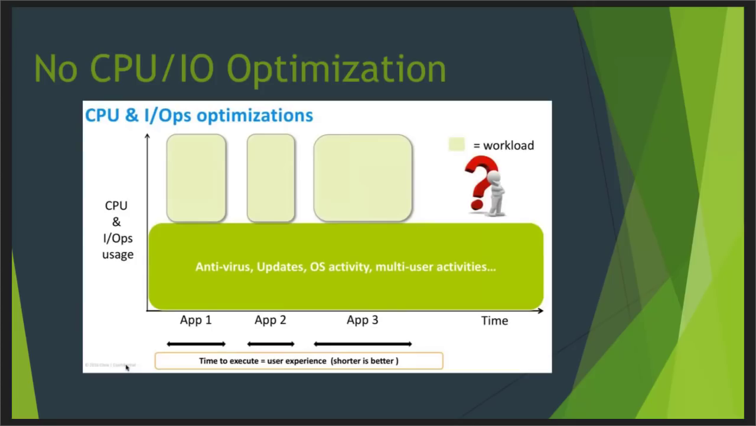Right, so this graph shows CPU and I/O optimization working in a scenario where WEM isn't installed. As you can see, the system processes such as antivirus, updates, and OS activity are prioritized above user applications. And as such, the applications take longer to open and have slower performance as they are not prioritized. This leads to a poor user experience, which makes the users unhappy.